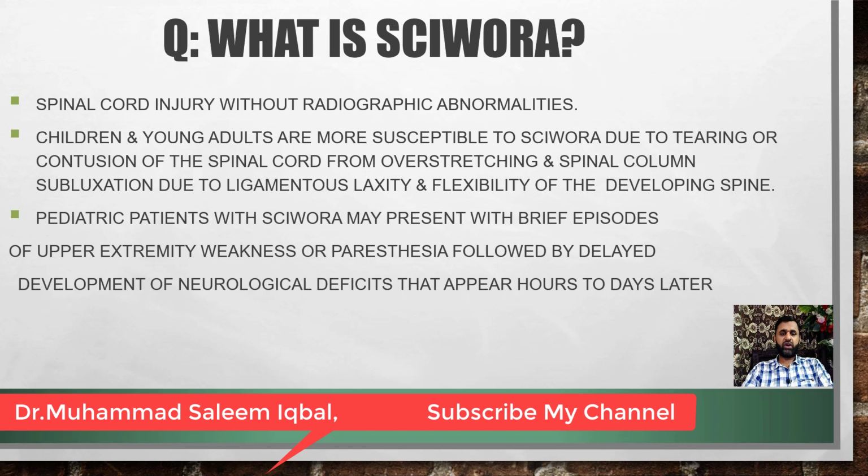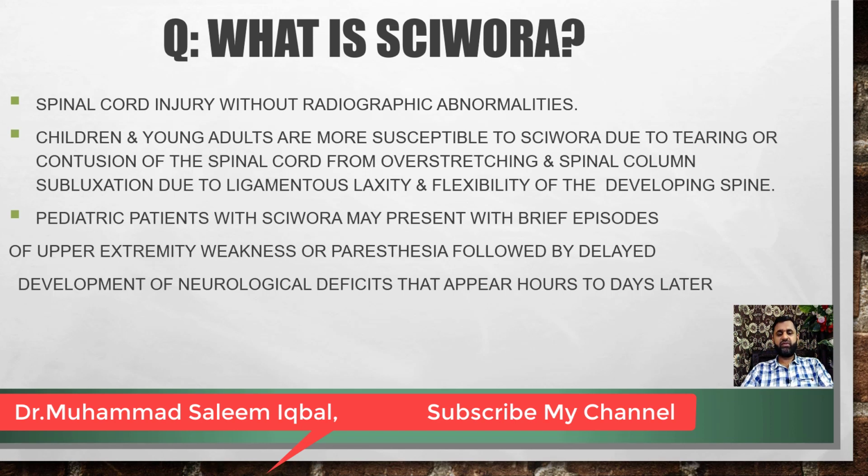What is SCIWORA? It is for spinal cord injury without radiographic abnormality. Children and young adults are susceptible to SCIWORA due to tearing or contusion of spinal cord from overstretching, and spinal column subluxation due to ligamentous laxity and flexibility of the developing spine. This occurs before any obvious soft tissue injury or fracture is observed in the vertebral column.